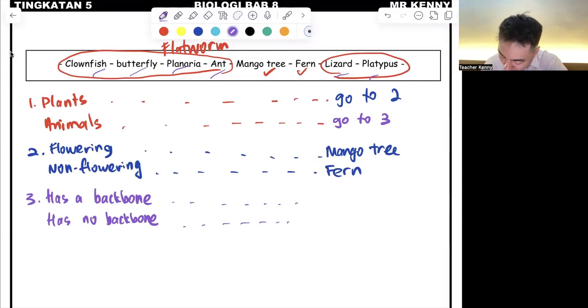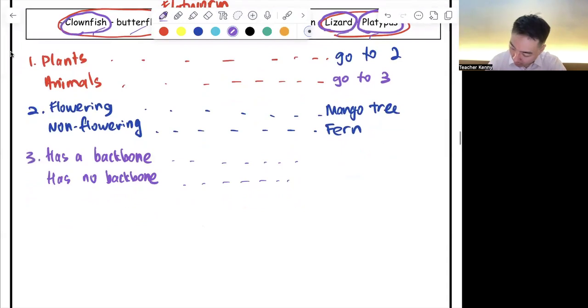Now let's look at this list: clownfish, butterfly, planaria, lizard, platypus. Who goes to has a backbone? Fish got a backbone, right? Lizard is a reptile, and platypus is a mammal. All these 3 have a backbone. So now that I have 3, I have to open a new one. So we go to 4.